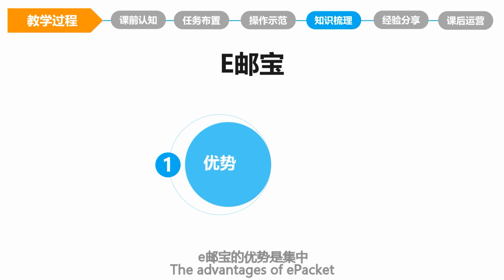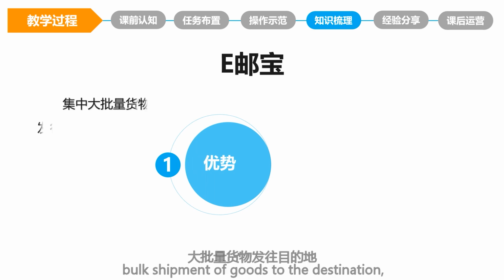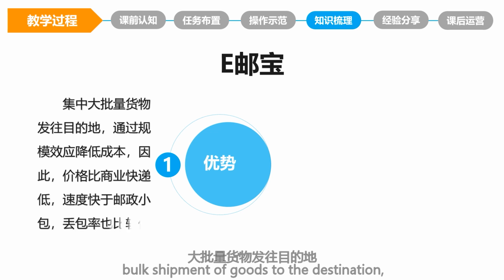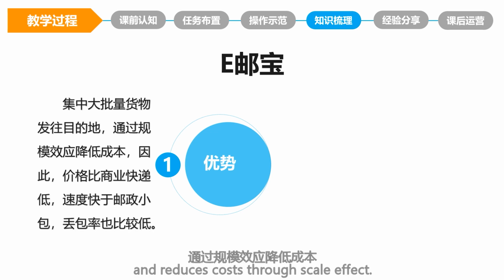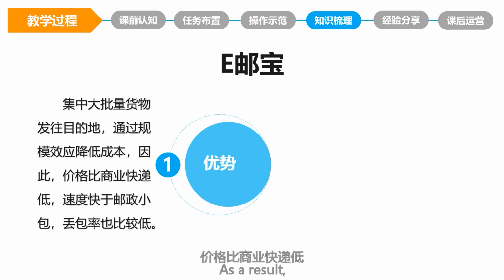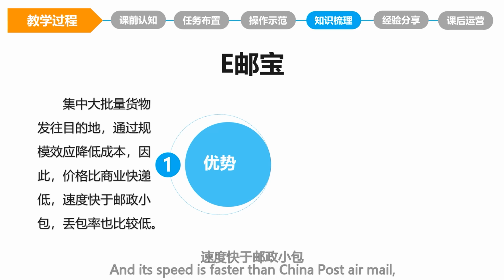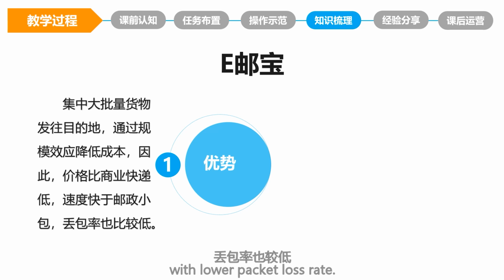The advantages of E-Packet are that it allows for centralized bulk shipment of goods to the destination, and reduces cost through scale effect. As a result, it offers lower price compared to Business Express, and its speed is faster than China Post Airmail, with a lower packet loss rate.